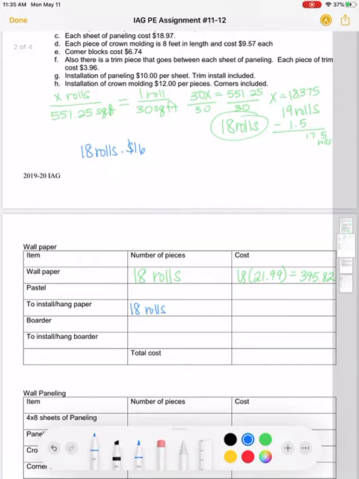18 rolls. Cost is 18 times $16. So 18 times 16, it's going to cost me $288 to hang wallpaper. Now let's find out what the paste is going to cost.